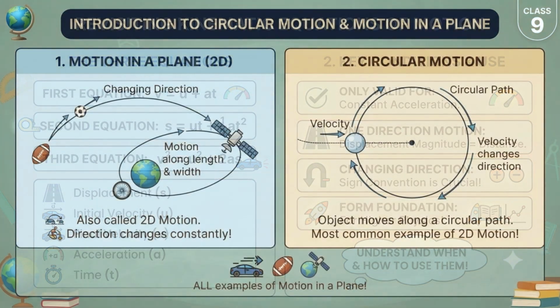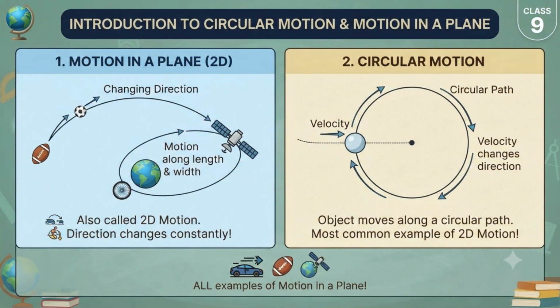Until now, we've been studying motion in a straight line, where an object moves only in one direction. But in real life, not every object moves like that. Think about a car overtaking another vehicle, a football being kicked into the air, or a satellite revolving around the earth. Do all these objects move in a straight line? No, they move in different directions, forming curved paths. This type of motion is called motion in a plane, or two-dimensional motion. In two-dimensional motion, an object moves along both the length and the width of a plane.